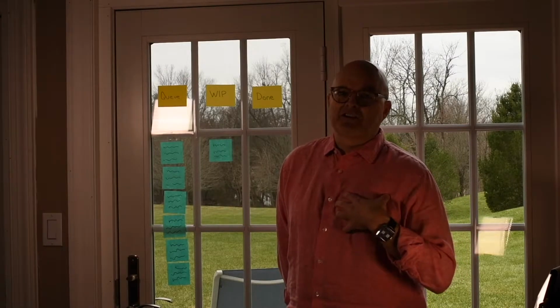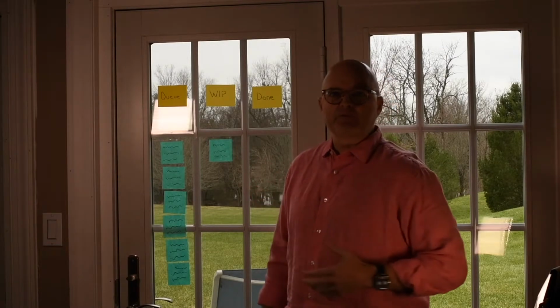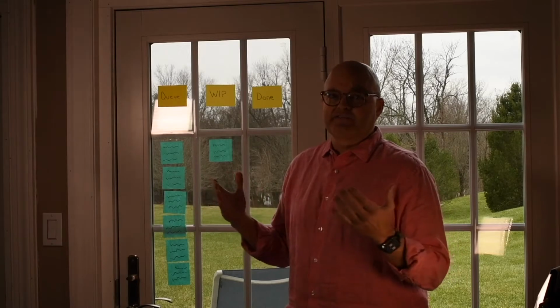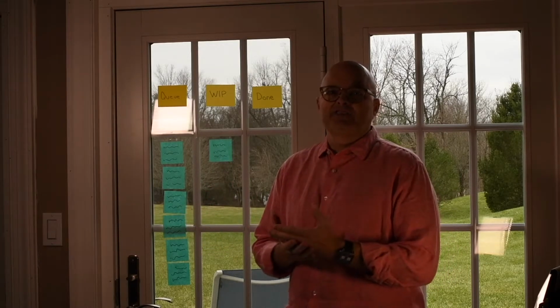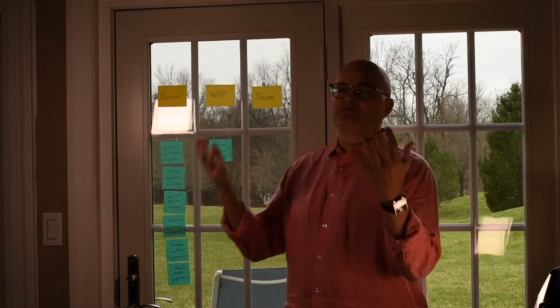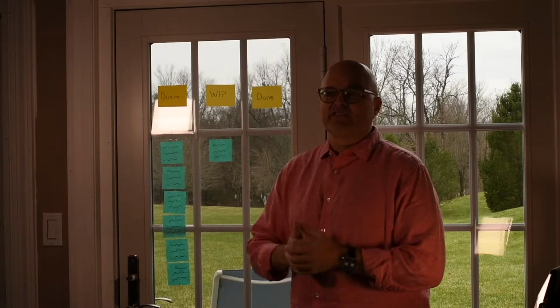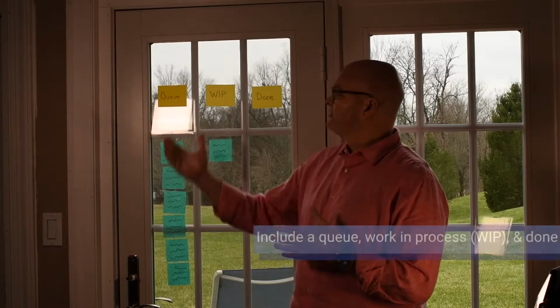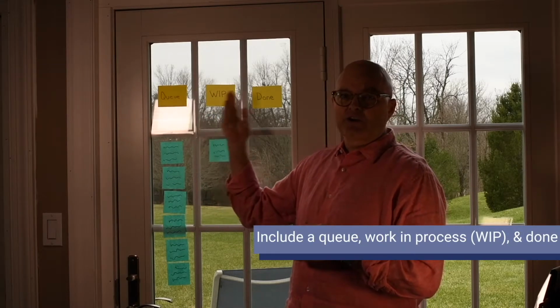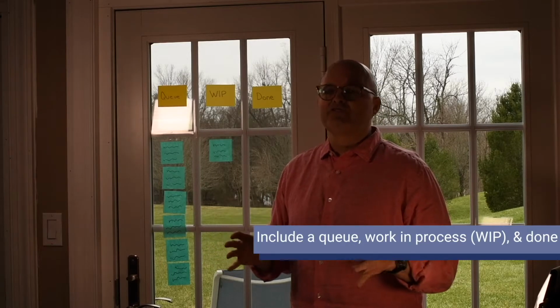So how I got started and how I recommend is just with Post-its. I actually, not on this particular door, but I actually use the frame of a window as a way to organize my grid. It made it simple, it made it visible, it was always in front of me, and it was accessible. It was always there in my office and I could just simply move the Post-its. The simplest form is to have a queue, work in process, and done. That's the simplest form you can use.